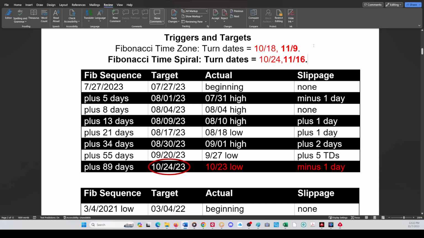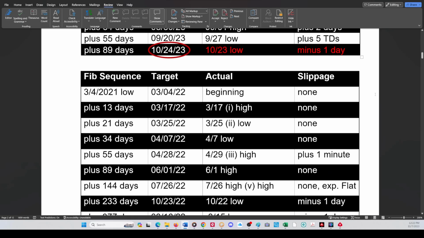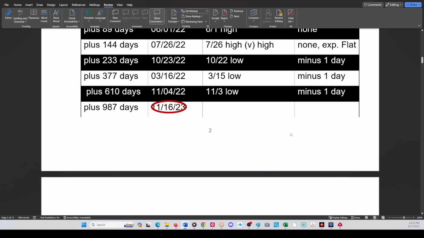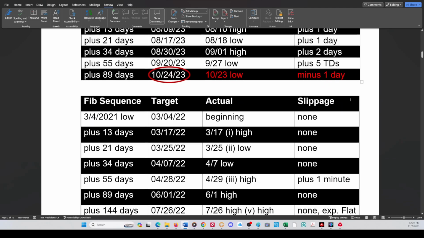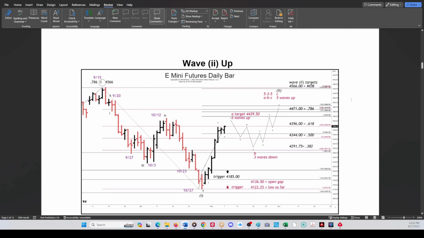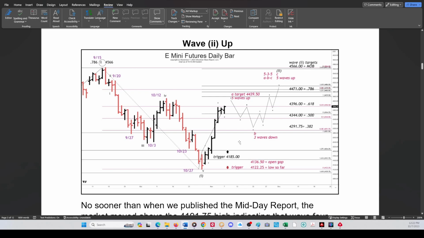Again, the Fibonacci time zone dates from TradingView, and this is ours that we've had since the 1990s. Okay, we're looking at a turn on 11/16. This one very well on 11/9 could mark the high of wave 2 there. We'll see how that plays out. 2 more trading days. Okay, there's the wave 2 up. That's what we were telling you guys about.